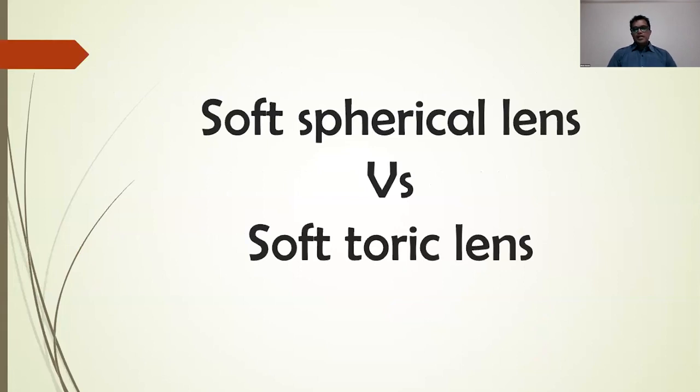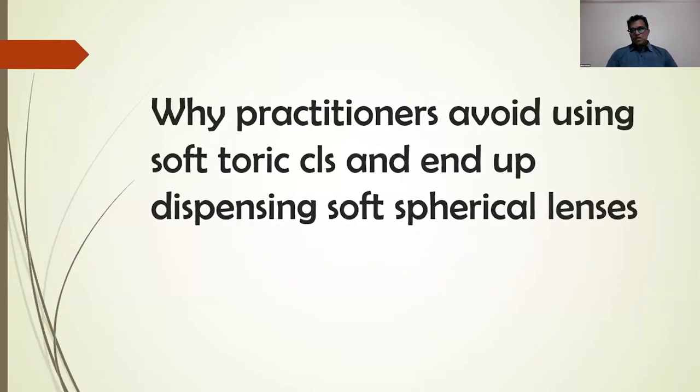Ideally, a person has astigmatism, and with the astigmatism he requires a spherocylindrical combination in his contact lenses, but you end up giving him spherical soft contact lenses. Why? What is the reason? Then you realize, no, there is something there.